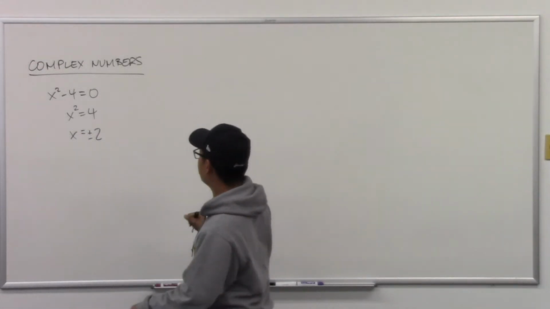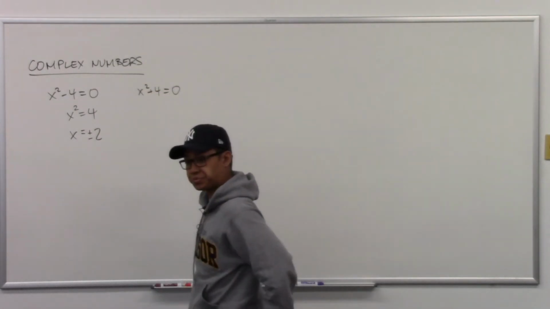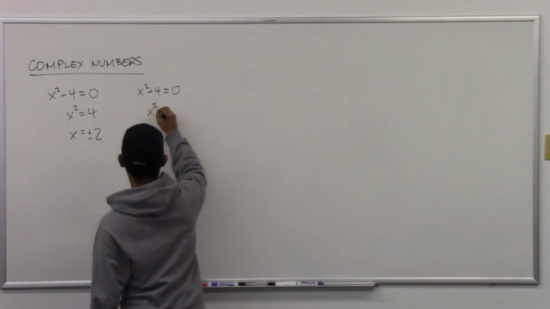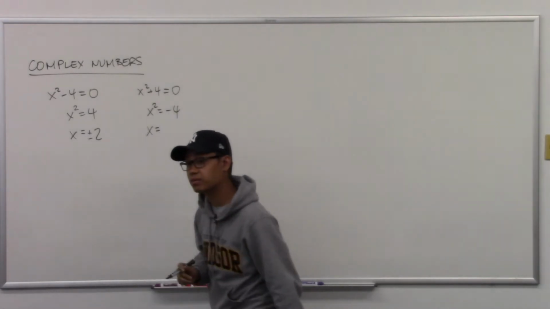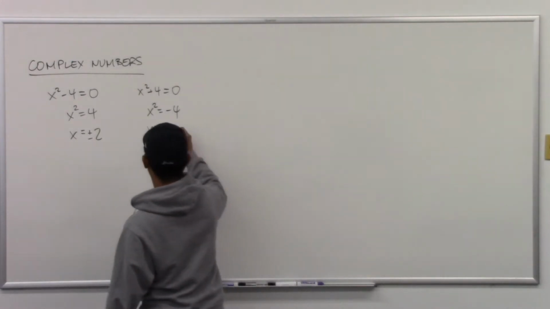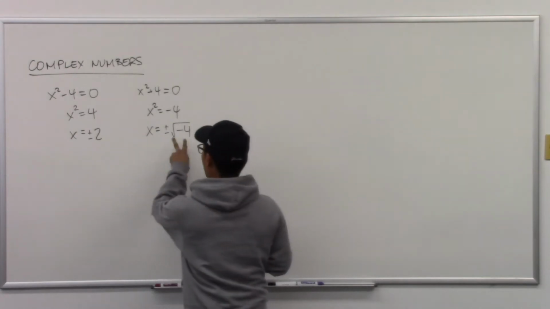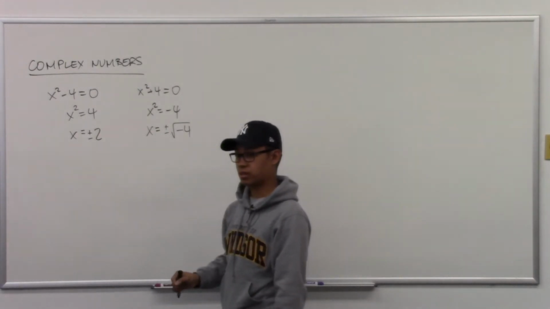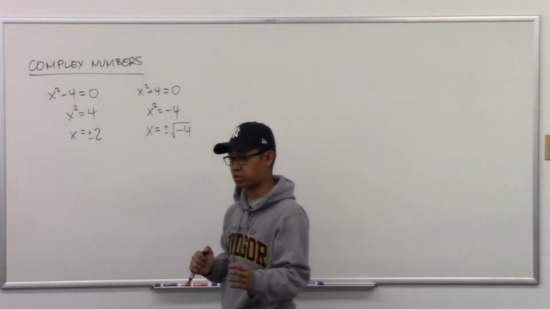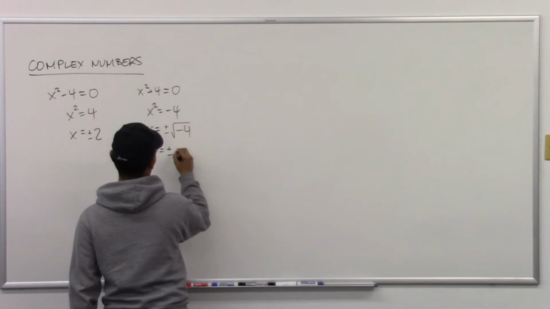Okay. Now, what if I had given you x squared plus 4 equals 0? What would you do? So you square root and you get plus or minus the square root of negative 4. But up until this point, in the real number system, there's no solution to this. But there's a different kind of number system called the complex number system, where there is an answer to this. The answer is plus or minus 2i.